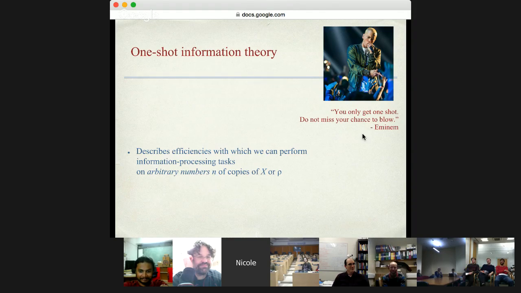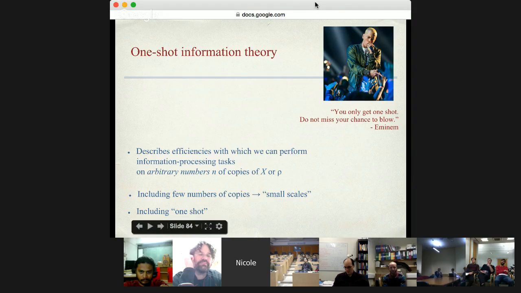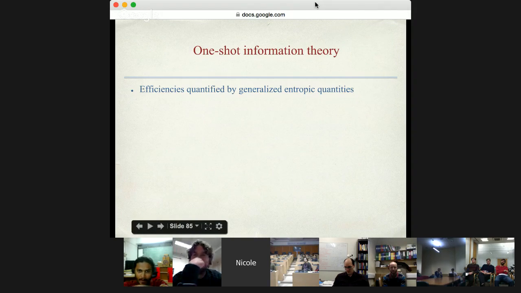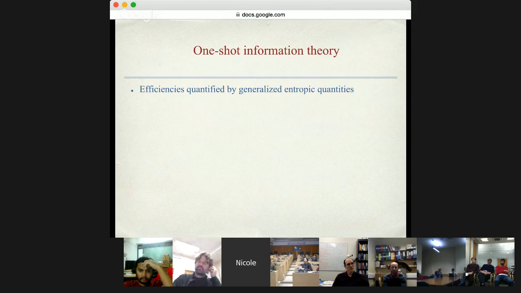Sometimes it's useful to describe the optimal efficiency with which we can perform information processing tasks on not just n approaches infinity copies of a state or a variable, but arbitrary numbers, including small numbers or small scales, and including just one shot. When we talked about Shannon theory, we said that efficiencies were quantified in terms of the Shannon entropy or the von Neumann entropy. Here also, entropies are useful for quantifying maximal efficiencies. But in one-shot information theory, we use a whole family of entropies.